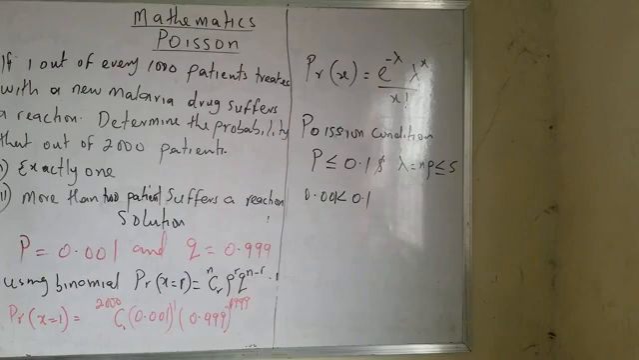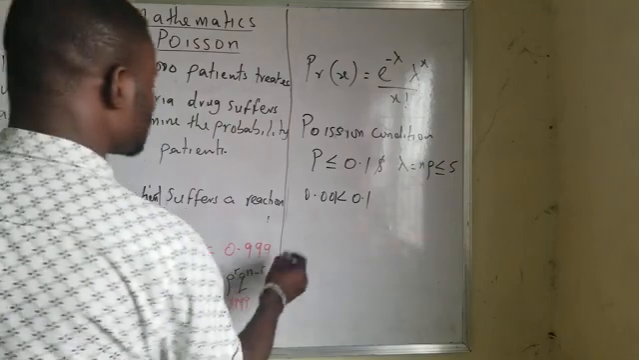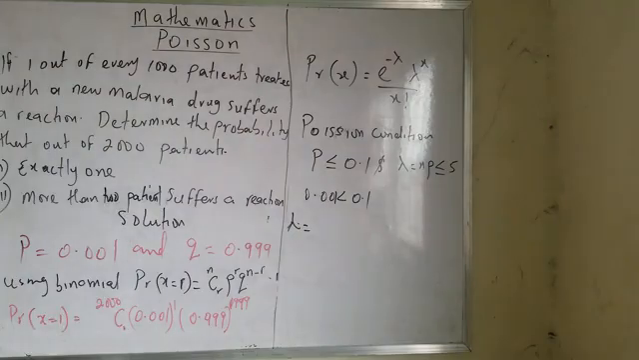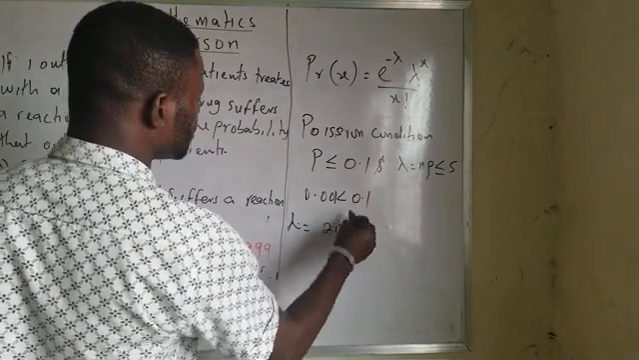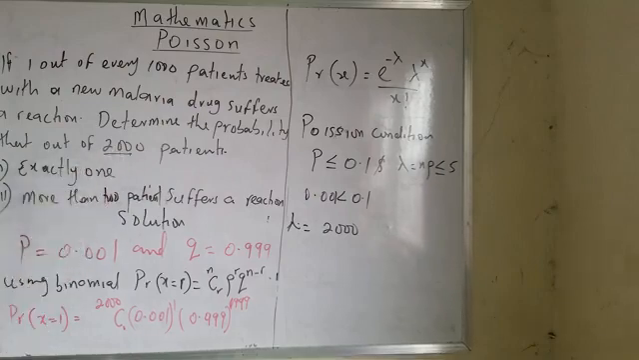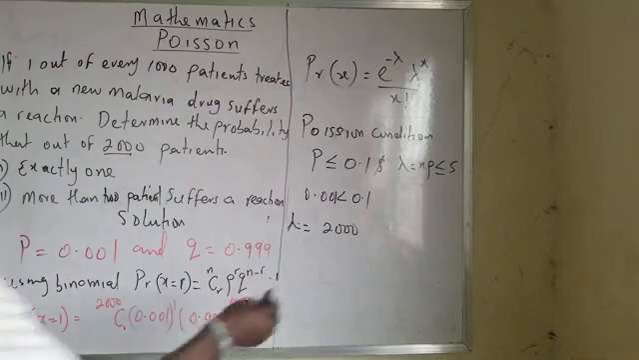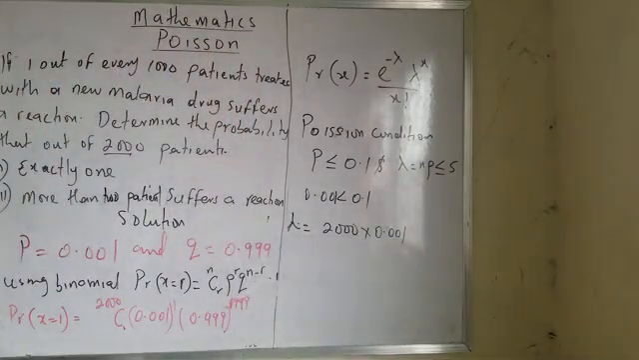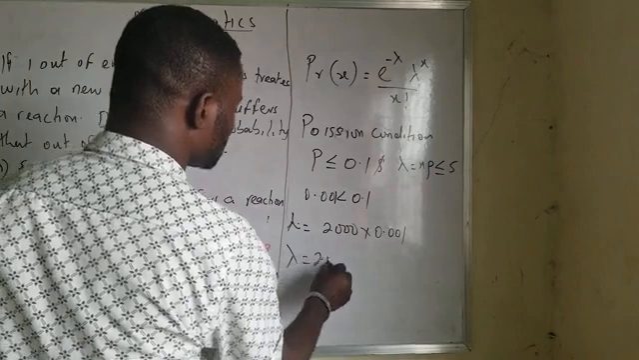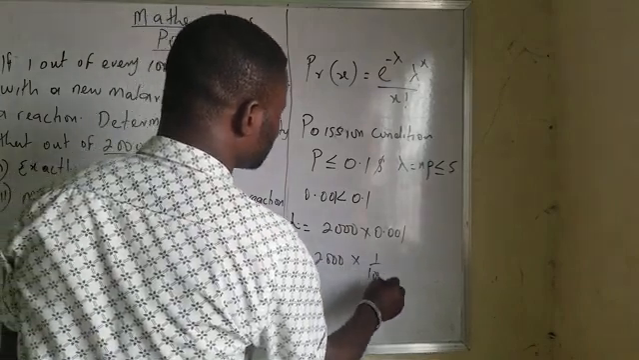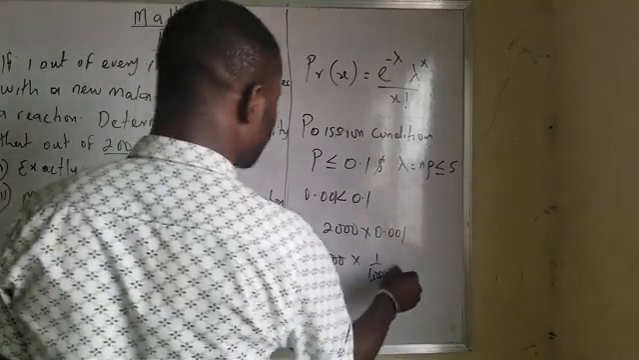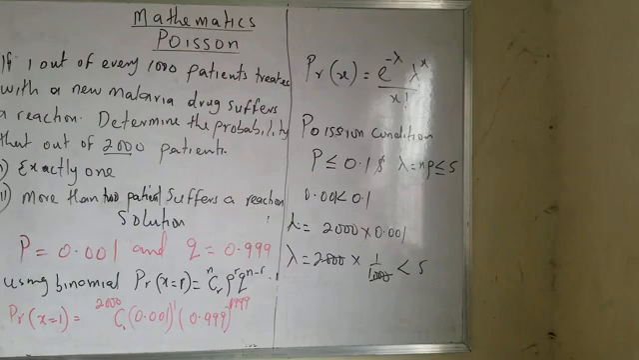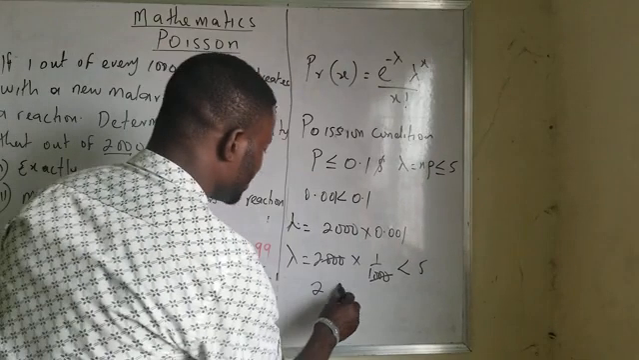And also, what else? My lambda will be equal to n, which is 2000, the number of participants, multiplied by my P, which is 0.001. It means 2000 multiplied by 1 all over 1000, and we cancel this. You can see that it is less than 5. Yes, very correct, since 2 is less than 5.